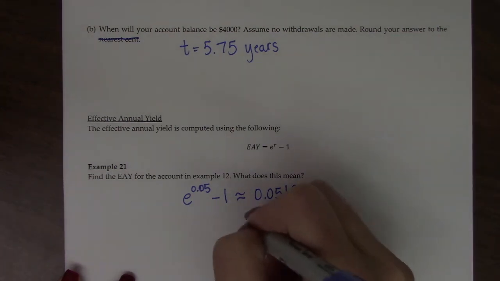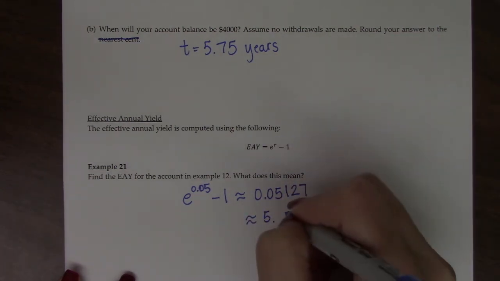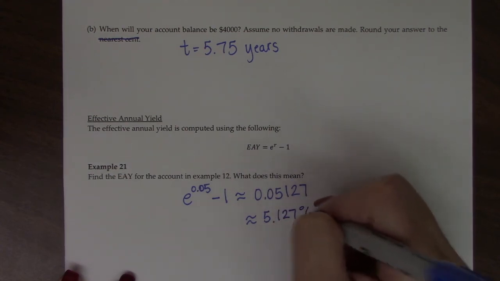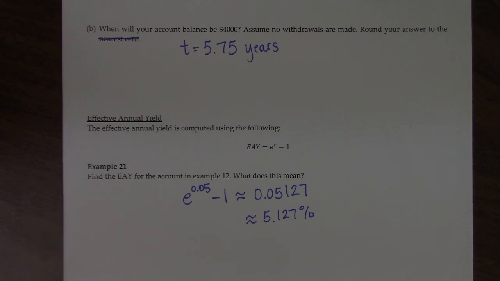0.05127. If we convert that to an actual percentage, I get 5.127%. So this means at the end of 1 year, my $3,000 will have actually earned 5.127%, even though the bank was only giving me 5%, because every time they gave me a new interest payment, I made interest on the interest I had already made that year. So your effective rate should always be a little bit higher if you have continuous growth.